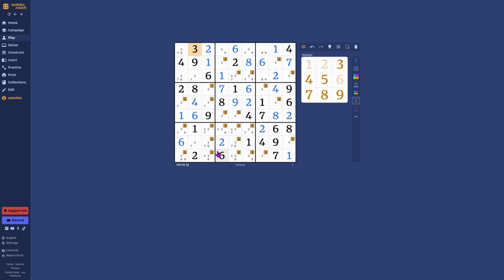It's a bit difficult, but we'll figure it out. Let's go to number 4. We have a single here. We have another single and another single. That's why I like to keep going back to the notes from 1 to 9 after each time I fill a candidate.